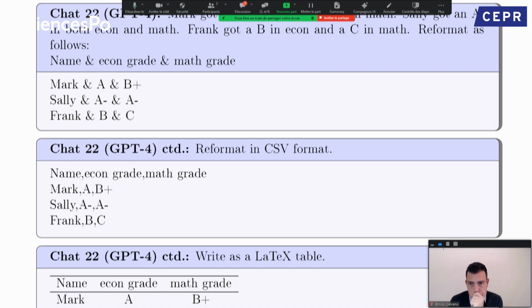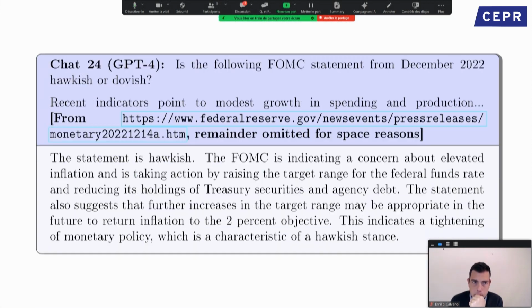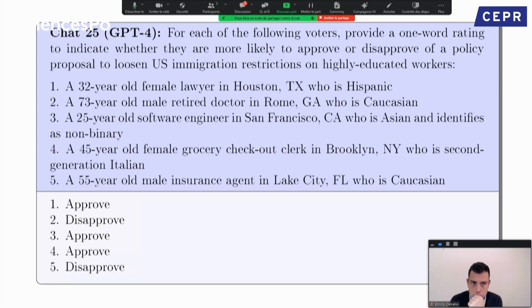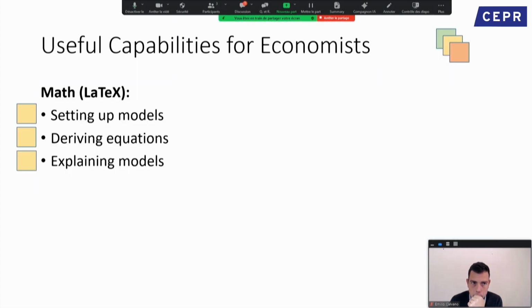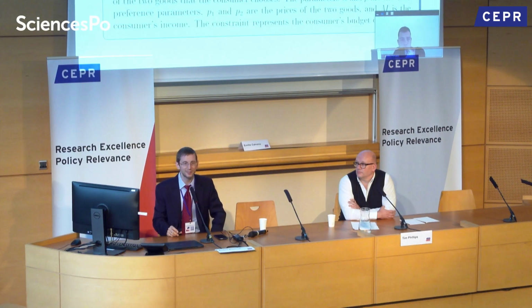For data analysis, it is extremely powerful, helping you format data, helping you rate data according to different categories. Here I'm rating FOMC statements into dovish or hawkish, and it's pretty good at that, and so on. Yeah, in math, which is the last bucket of capabilities that I will cover, GPT-4 can already help you to kind of write down models and start with some tentative derivations.